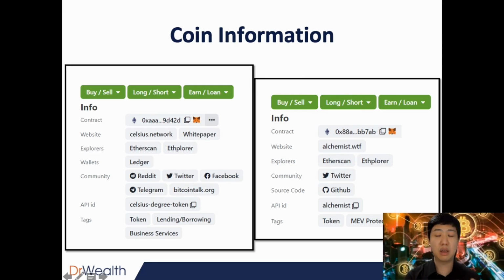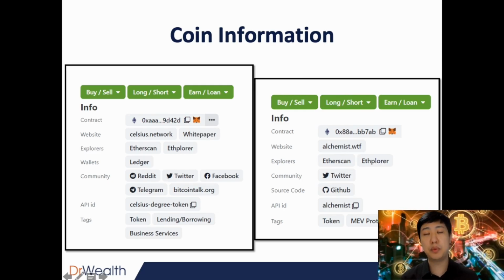If we put the two coins side by side, we can see that Celsius has a lot more avenues of information or communities listed on CoinGecko. And you can see that because of that, there's a lot more support for the coin itself.